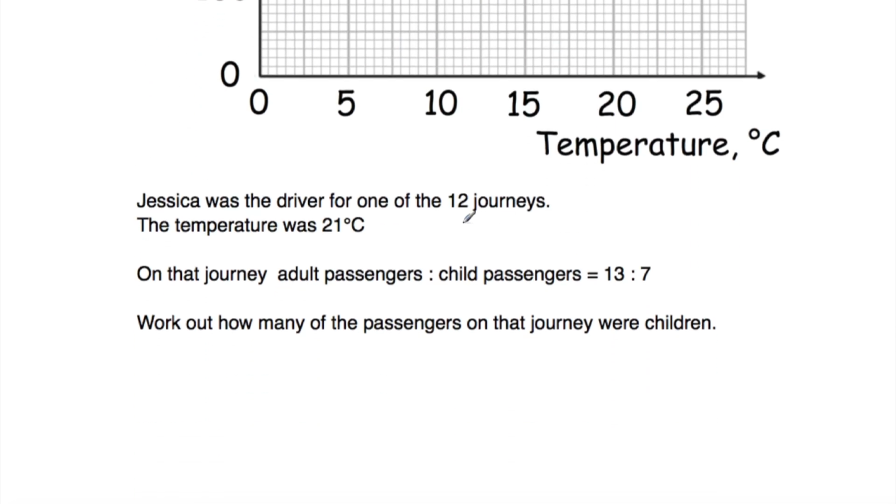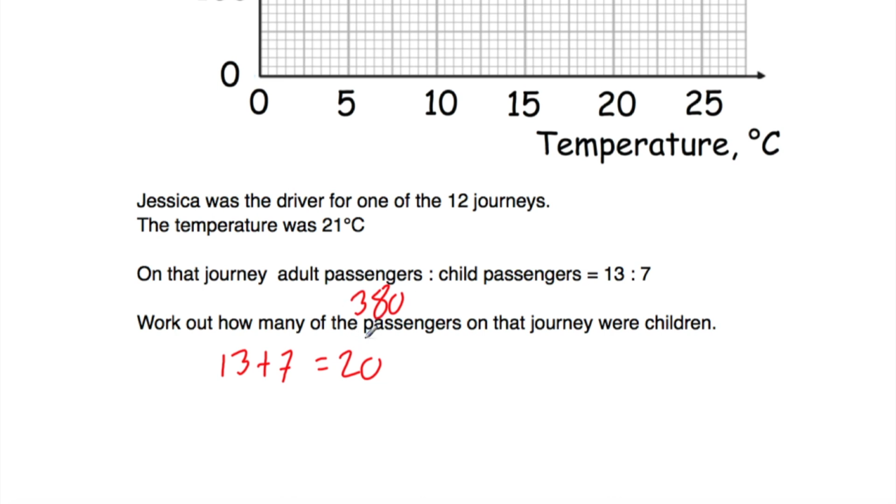And then the question says the ratio of adults to children were 13 to 7. So if we divide those 380 passengers in the ratio of 13 to 7, that'll tell us how many children were passengers on that train. So let's add together the numbers in the ratio. So we've got 13 parts plus 7 parts. That's 20 parts in total.